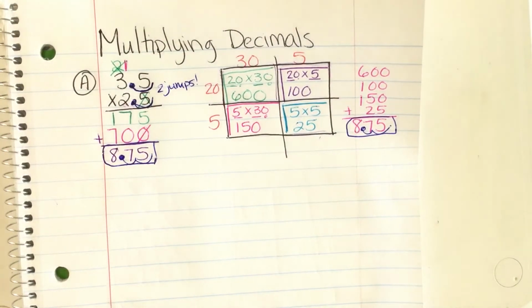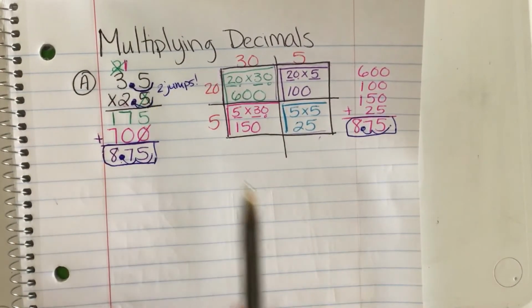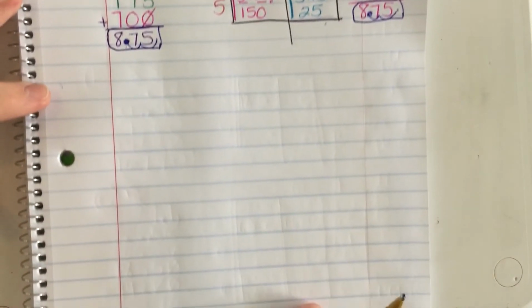Hopefully that's not too confusing or too bad for you. Again, it's very similar to our multiplying whole numbers. So if you're doing really well with that, there's a good chance you're doing pretty well with this right now. The only thing that's different is this final movement of the decimal at the end. Okay? Let's try a 3-digit times a 2-digit.